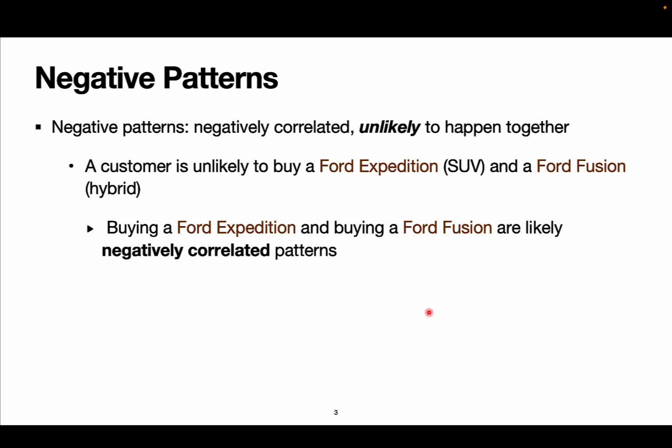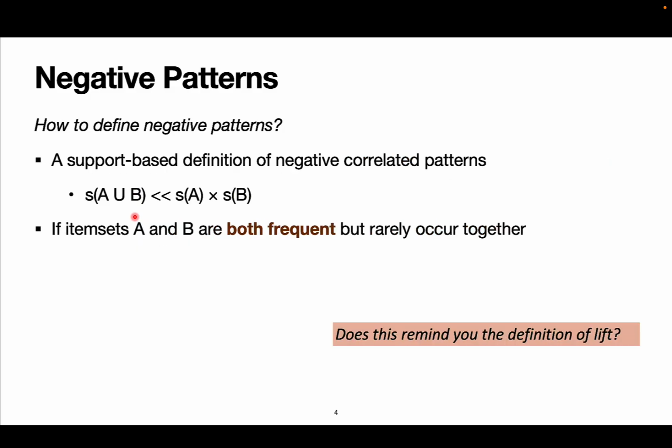Negative patterns are item combinations that are unlikely to happen together. These patterns are useful to identify mutually exclusive preferences. For example, a customer is unlikely to buy a Ford Expedition SUV and a Ford Fusion Hybrid at the same time. This is not impossible. Maybe a family will come and make this purchase, but still this is a negatively correlated pattern.